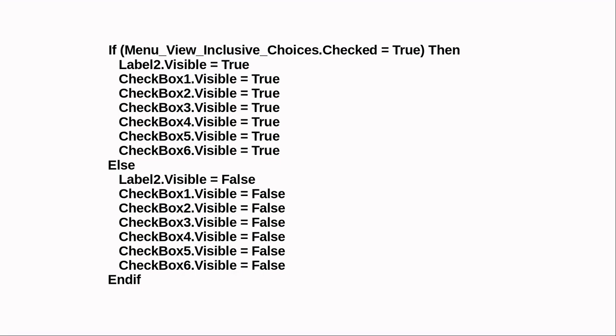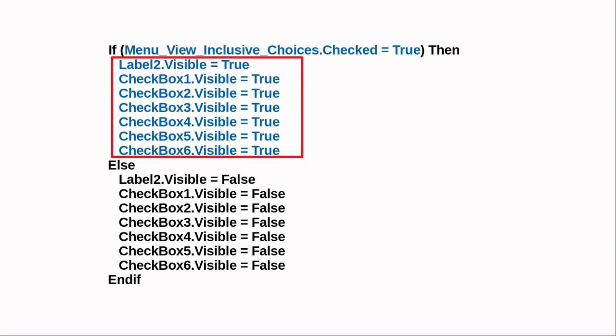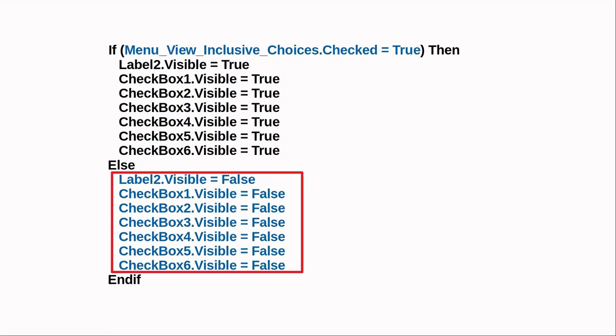Here is the code for the View menu's inclusive choices entry. As you can see, the code is virtually identical to the exclusive choices menu entry code, except that this time the if-then-else conditional code block will set the checkbox elements to be visible if the inclusive choices option is selected on the View menu. Else, the code will set the checkbox elements to be not visible if the inclusive choices option on the View menu is unchecked by a user.